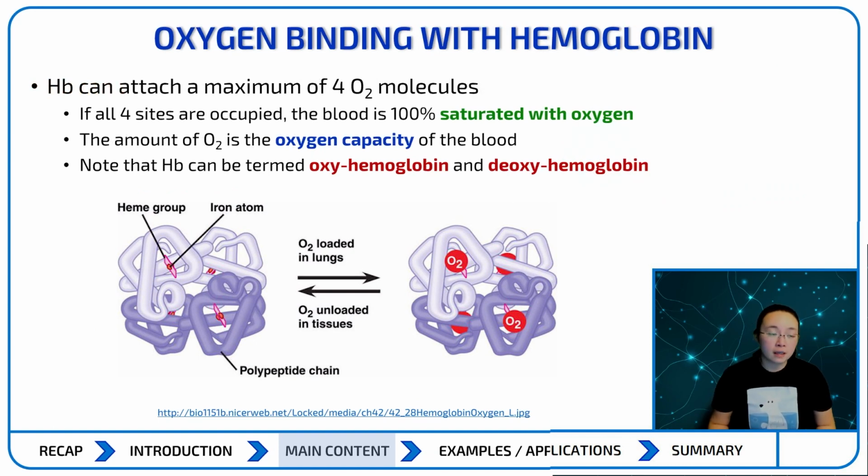So specifically, how does oxygen binding happen with hemoglobin? HB can attach a maximum of 4 oxygen molecules, and so if all 4 sites are occupied, we call that full 100% saturation of oxygen. The amount of oxygen is called the oxygen capacity of your blood, depending on how much blood you have. So keep in mind that hemoglobin can be termed oxyhemoglobin or deoxyhemoglobin. You should be able to know that one is fully oxygenated and the other is deoxygenated.